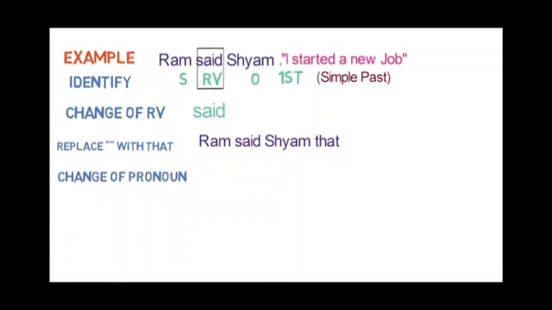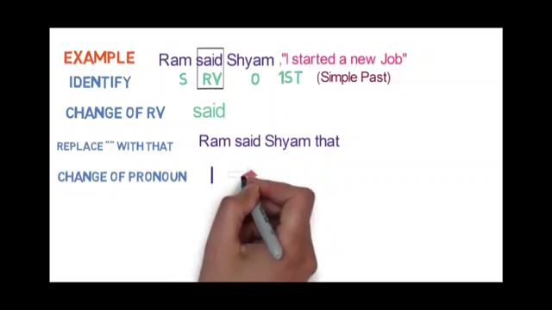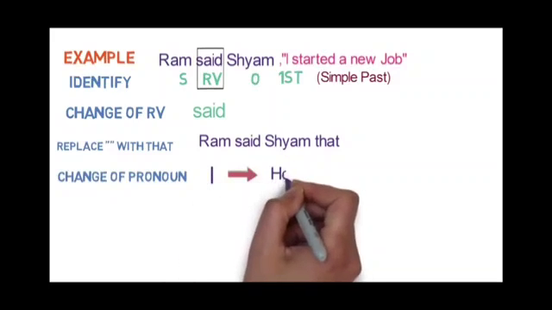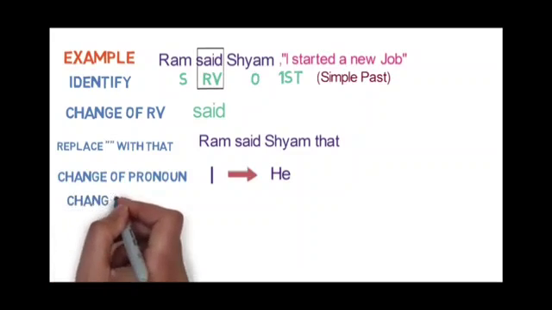Here, I is the first person. It will change according to the subject. And subject is Ram here. So, he started a new job. Okay. Now, see the change of tenses also. Started a new job. Had started a new job. Because simple past will change into past perfect tense.